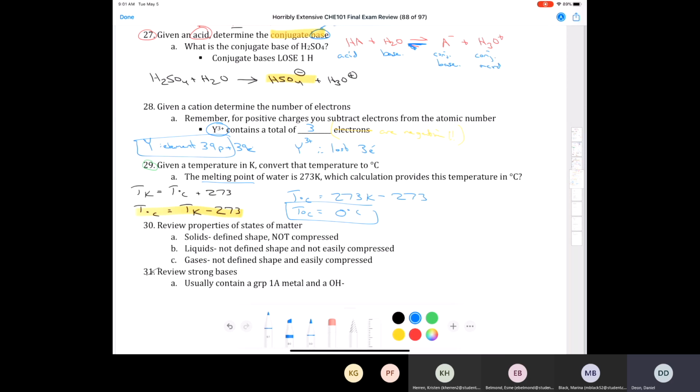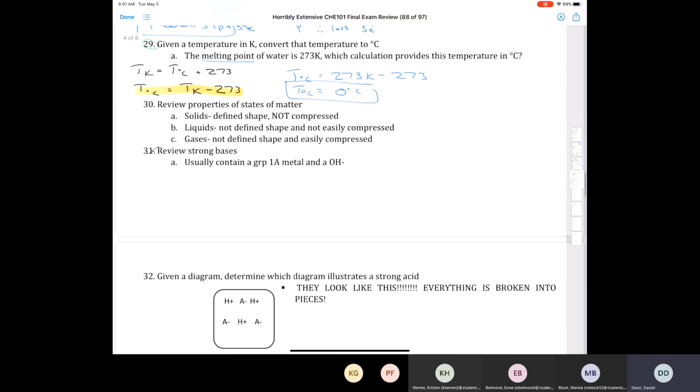Okay, review the states of matter quickly. This is again something from the beginning of the class. We talked about the differences between solids, liquids and gases. In a solid, the particles are going to be very close together with very little molecular motion. They will have a defined shape. If you have a solid, it's going to have a shape. It might be a uniform shape that's easily described, like a cube, or it could be a shape that you can't really describe.